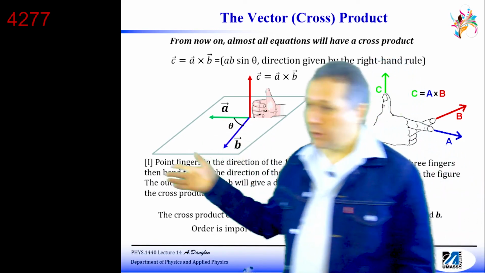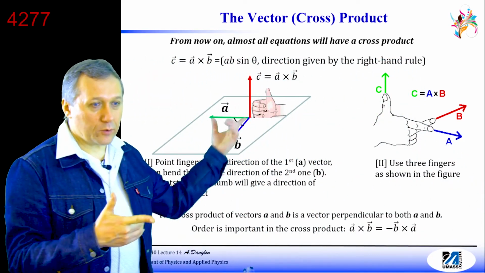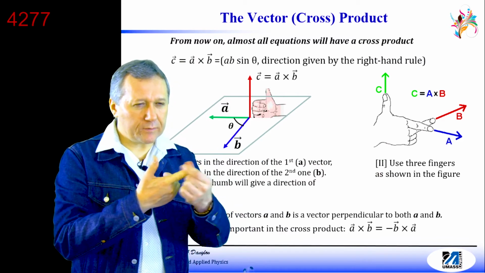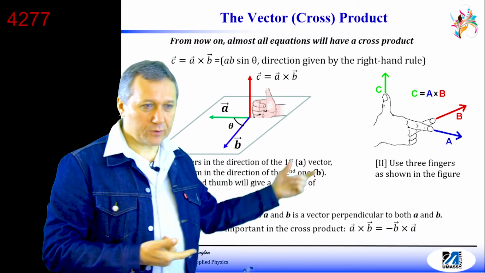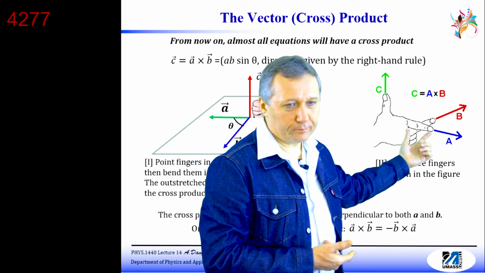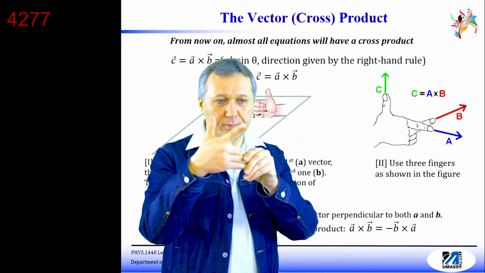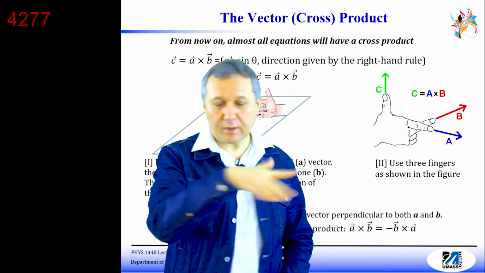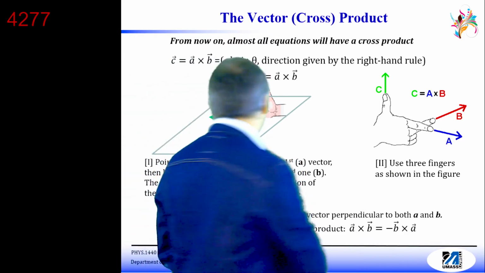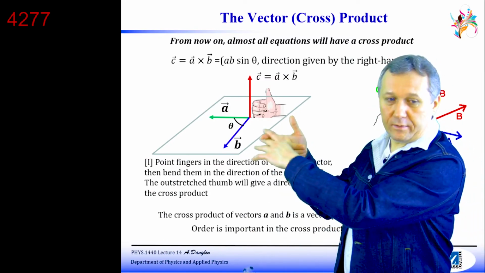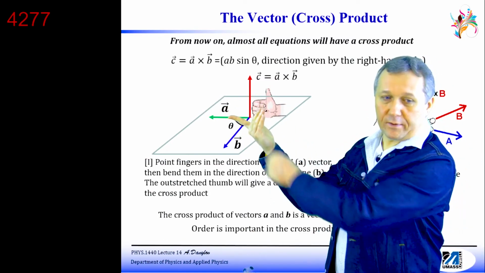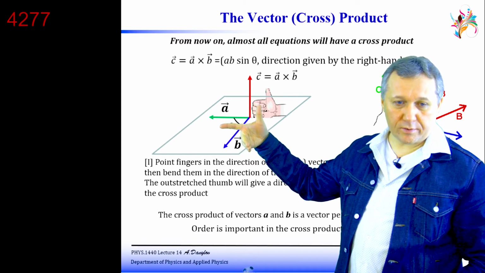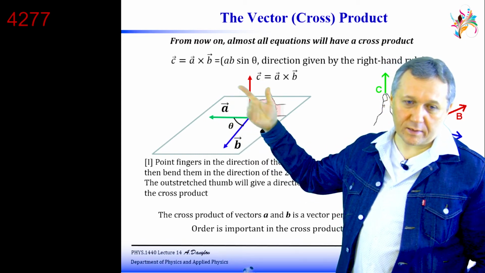Second approach, you can use three fingers. You see on this diagram, the index finger is for vector A, this blue one. Then these fingers are for vector B, and again the outstretched thumb is for vector C. So again, it will give you exactly the same result. If I position myself like this, index finger along vector A, these fingers along vector B, the outstretched thumb gives me the direction of vector C, up. Exactly the same result.